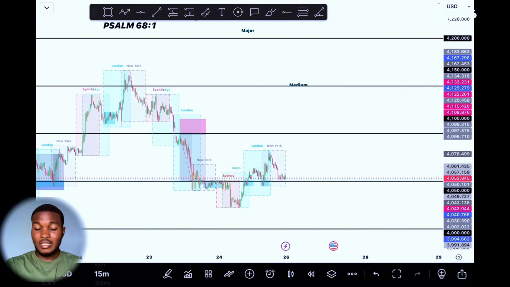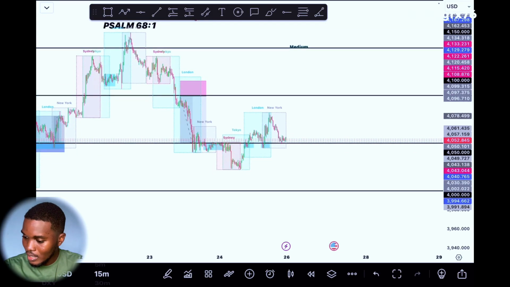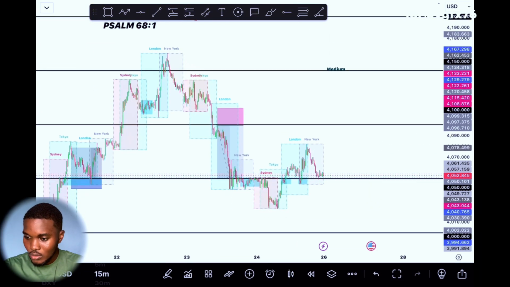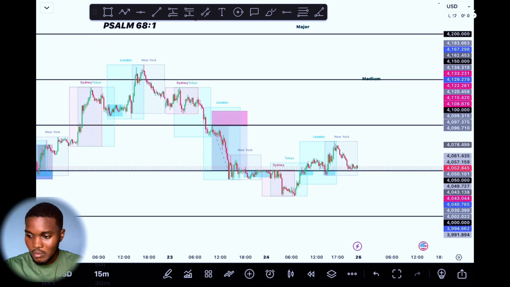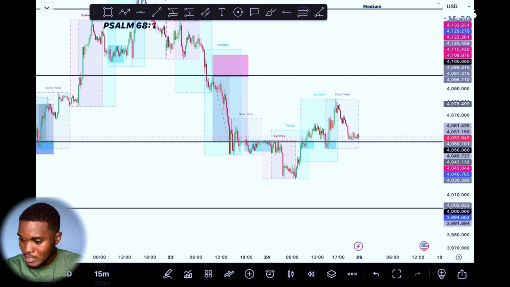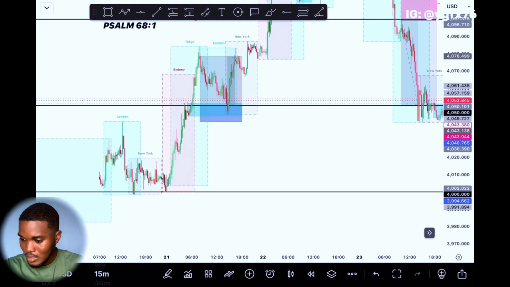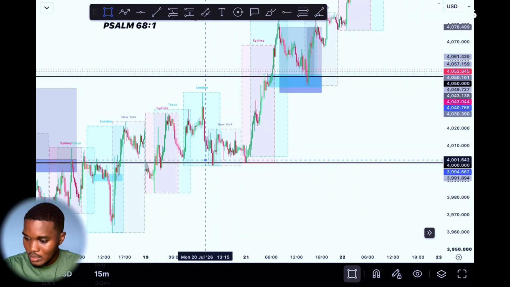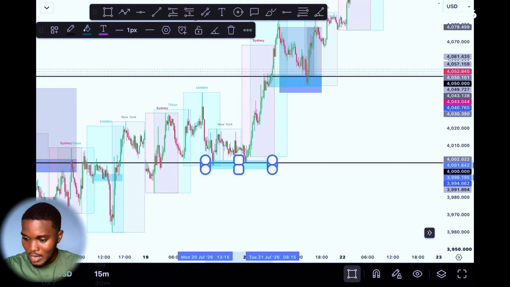So the minor, they are 100 pips apart, 100 pips apart, 100 pips apart. So they are like a difference of 10, 10, 10, 10. So for example, this 4000. Now before I go to the minor ones, you could see how price usually reacts to these psychological levels. As you can see down here, at the 4000 level, you can see how price reacted.